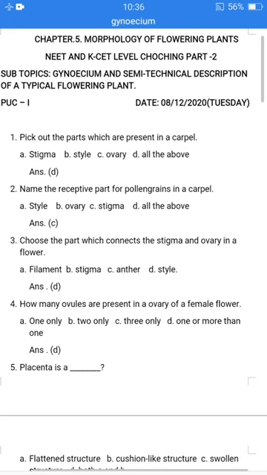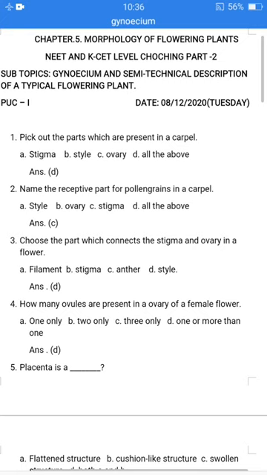Next, third question. Choose the part which connects the stigma and ovary in a flower. What is that part from the options? Option A, filament. Option B, stigma. Option C, anther. Option D, style. Let us see the explanation for this question. Filament and anther are present in male flower. Stigma and style are present in female flower. Got it?